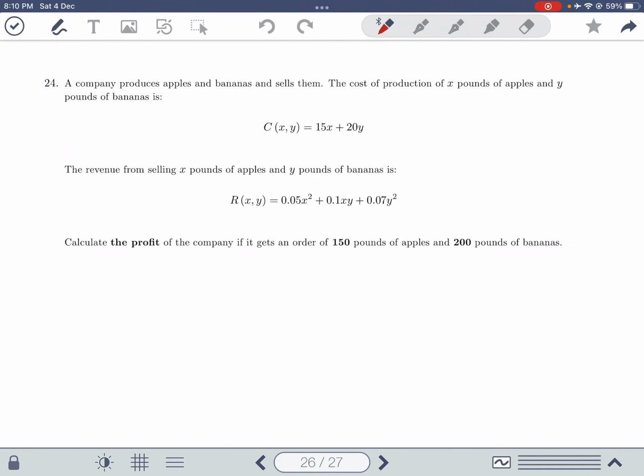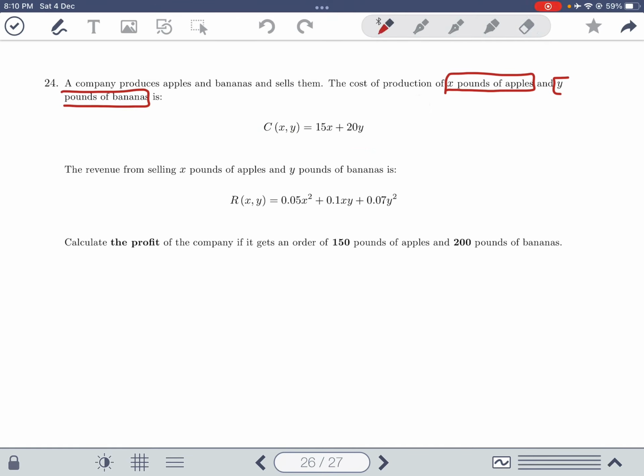Okay, in this question, it says a company produces apples and bananas and sells them. The cost of production of X pounds of apples and Y pounds of bananas. So Y is related to bananas and X to apples. And this is the cost. You give it how many bananas, how many apples, and it gives you the cost.